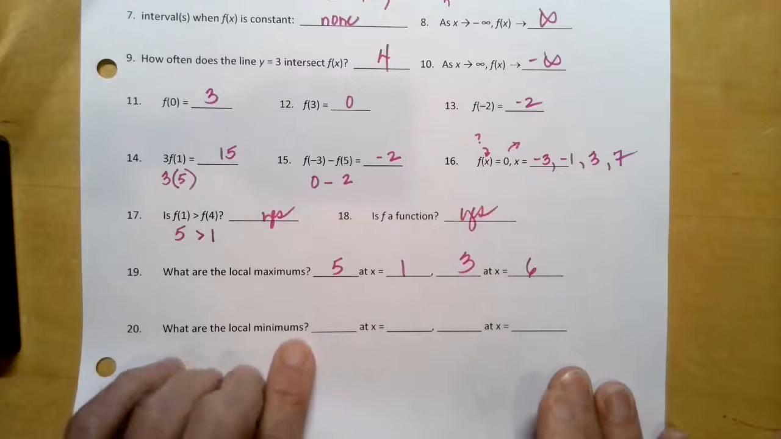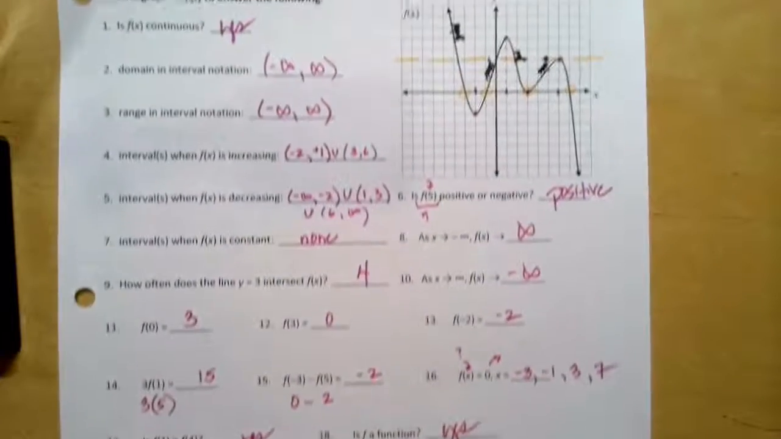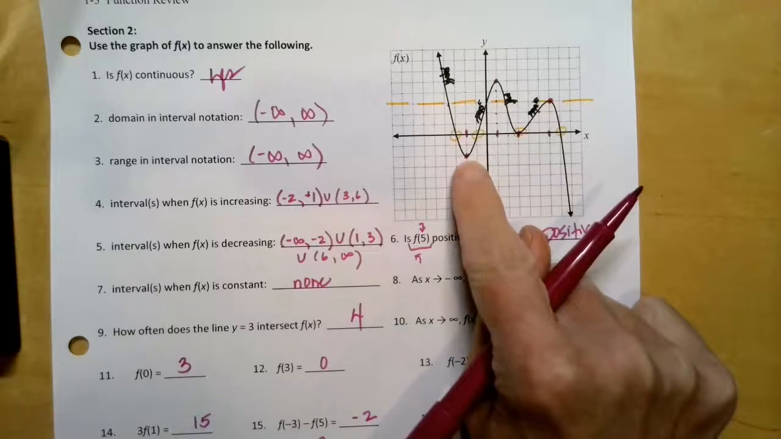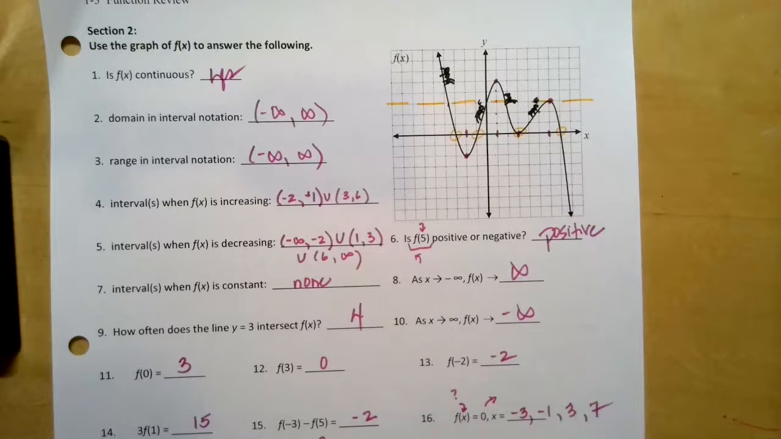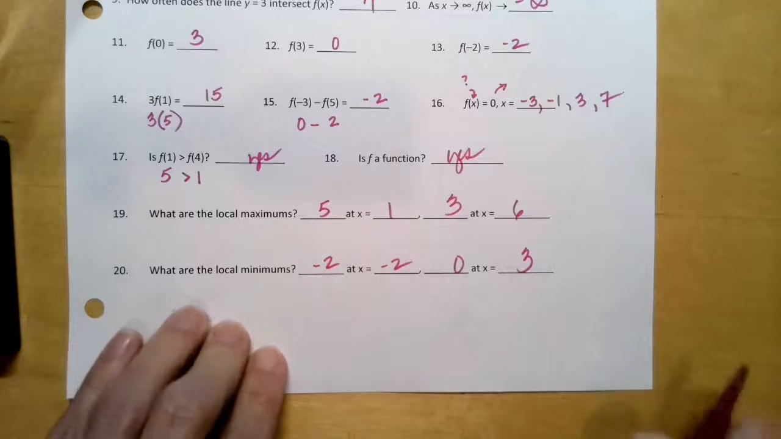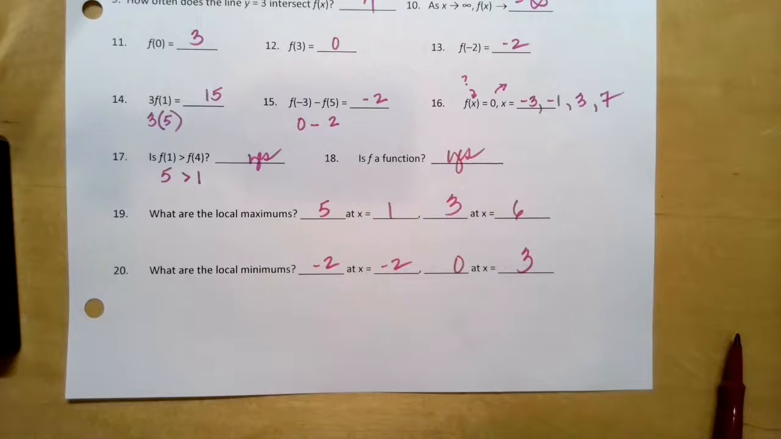What are the local minimums? So let's look at these low points of the graph. Where are these points? Negative 2 is the output when x is at negative 2, and 0 is the output when x is equal to positive 3. So that's what these answers look like. Make sure you ask questions on what you don't understand.